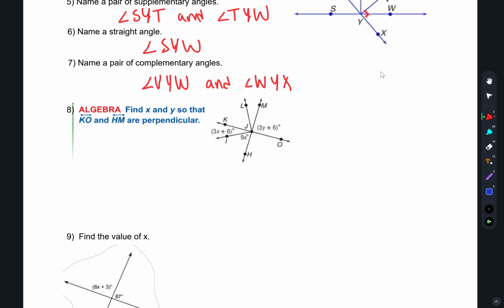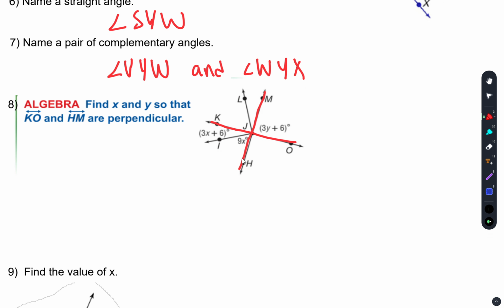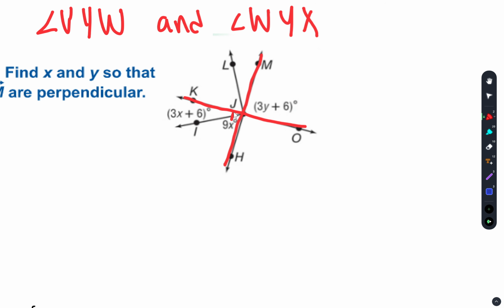Okay, couple more examples here. Find X and Y so that KO and HM are perpendicular. Here is KO. Here is HM. If I want to know that they are perpendicular, what should those crosses, like the angles at those cross sections, be? 90 degrees, perfect. So that means I should get a 90-degree angle in here and a 90-degree angle in there.